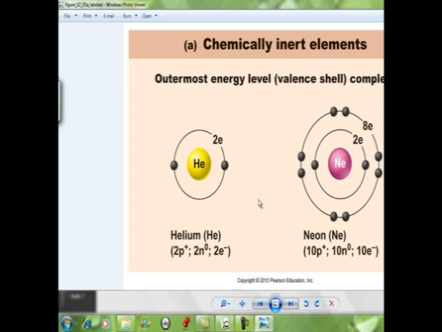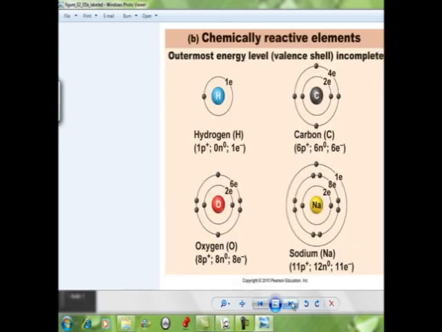Is this a happy element? Yeah? How come? How do you know that? He's got a full outer shell. What are the electrons called in the outer shell? There's a fancy name. They're called valence electrons. So that group number at the top tells us the number of valence electrons in each of these elements.